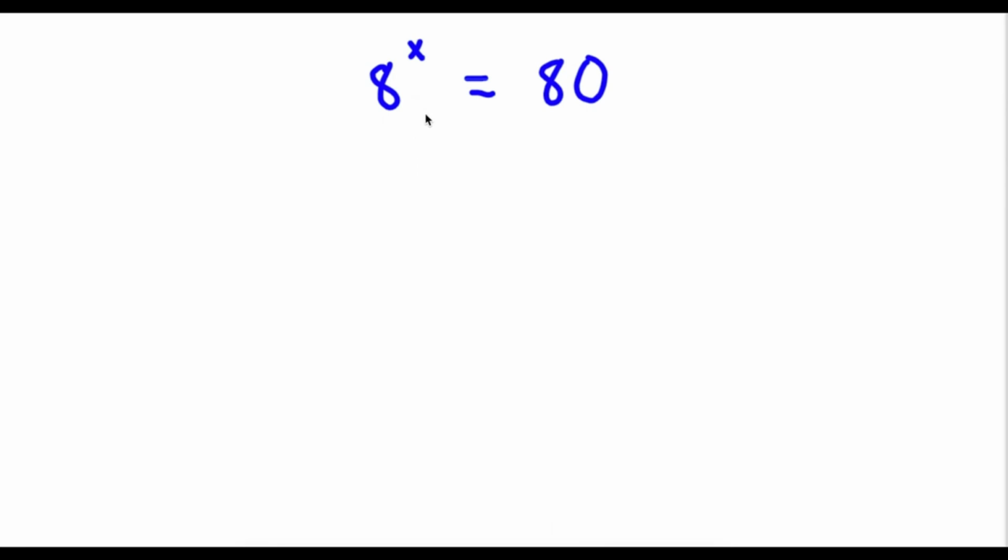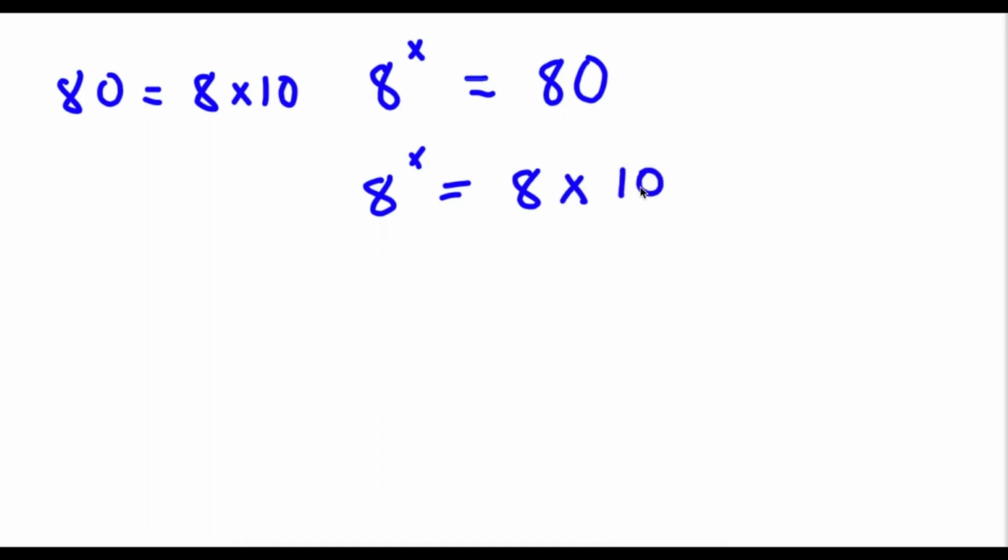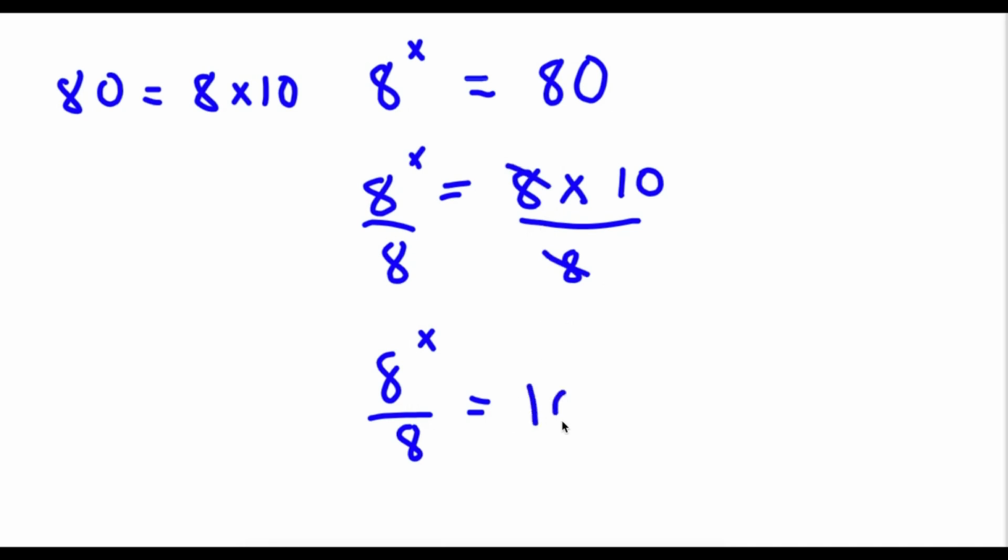Alright, so I have 8 to the power of x is equal to 80. Now the first thing I'm going to do is, 80 here is the same thing as 8 times 10. So I'm going to replace 80 with 8 times 10. So now I have 8 to the power of x is equal to 8 times 10. Now I can go ahead and divide both sides by 8. So I have 8 to the power of x over 8 is equal to, these two cancel out, so simply 10.